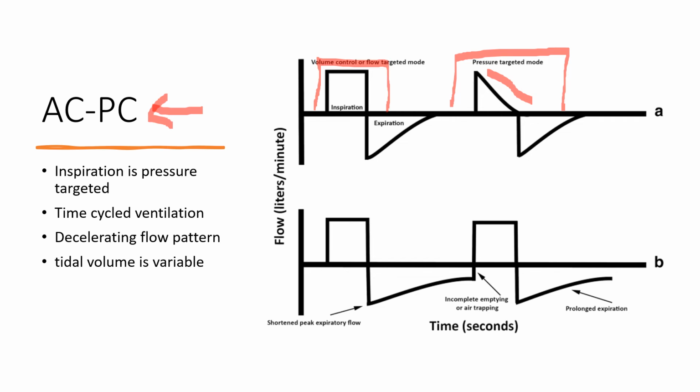But the flip side to that, based on compliance and resistance of the lung, is that tidal volume can vary. So with pressure control ventilation, you control the pressures to the lung, but you don't control the tidal volume. So based on compliance of the lung and resistance of the lung, the tidal volume being delivered could vary breath to breath.